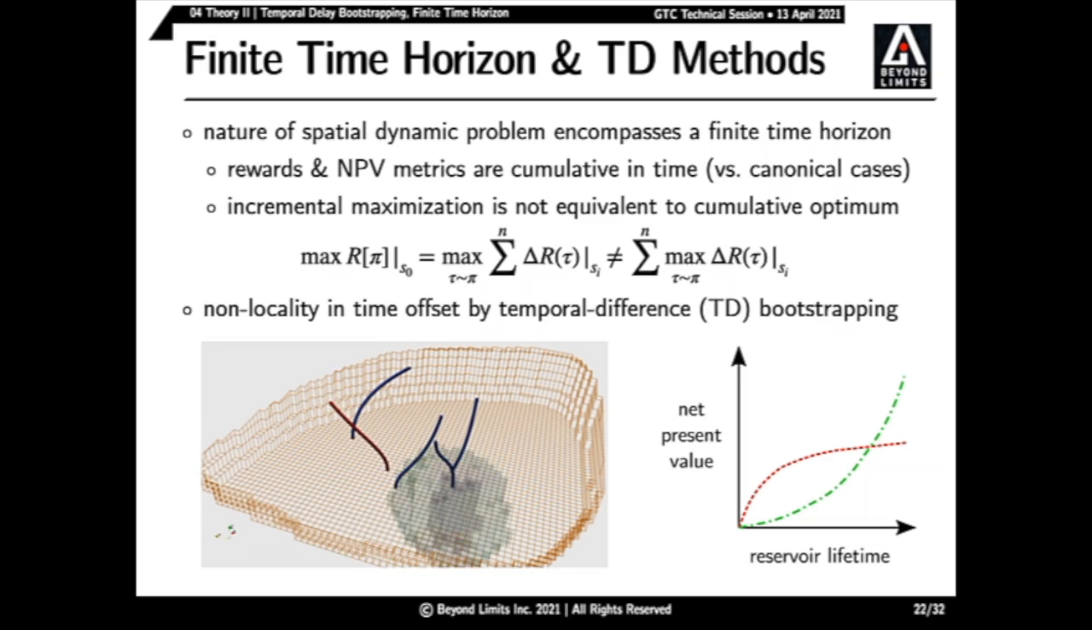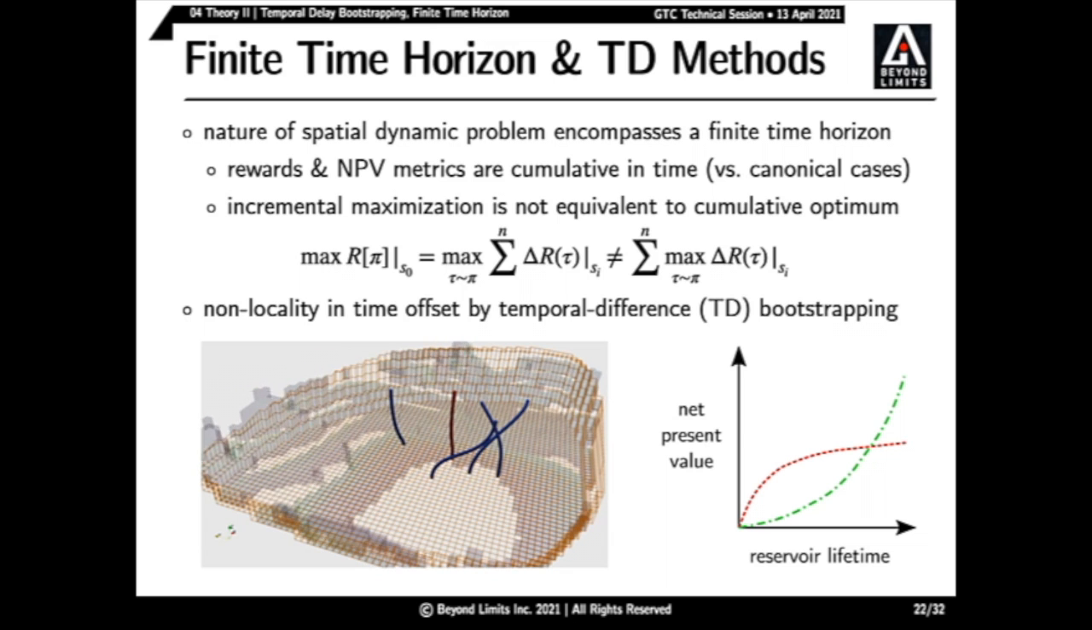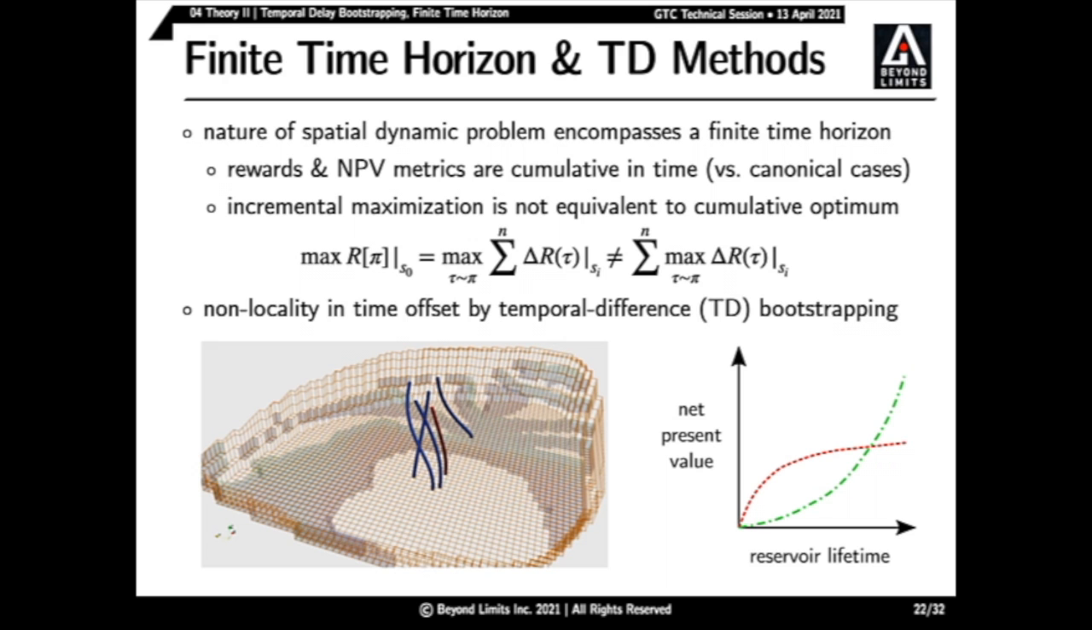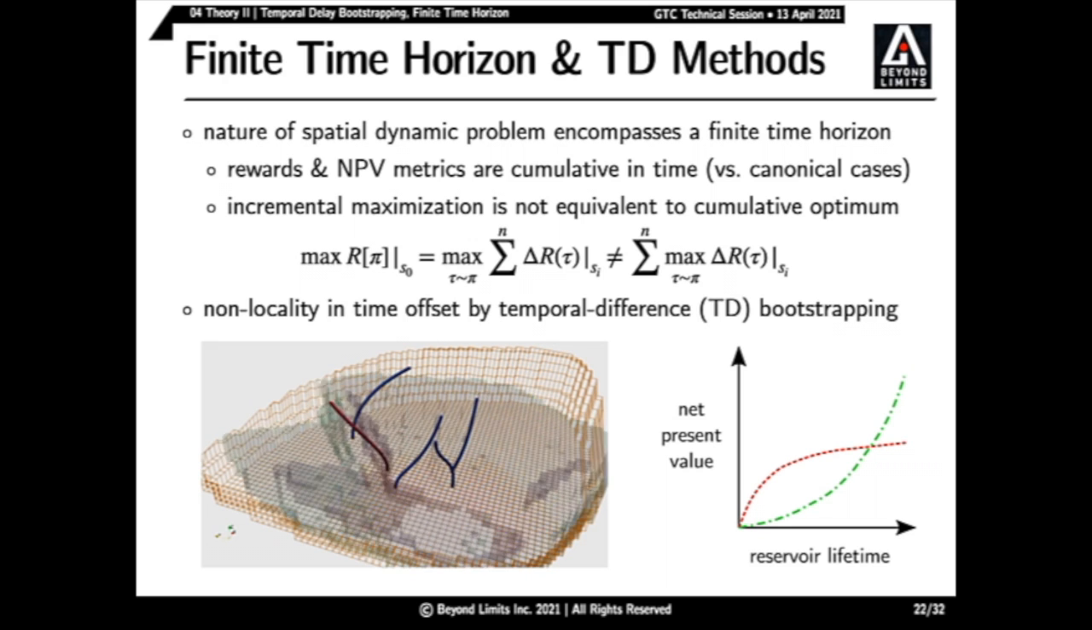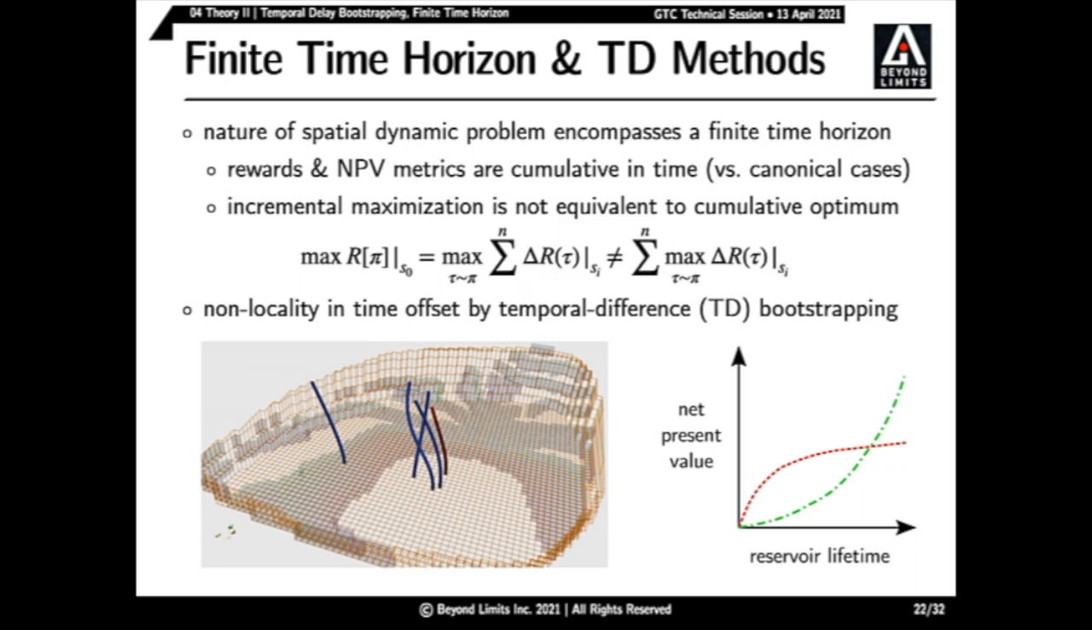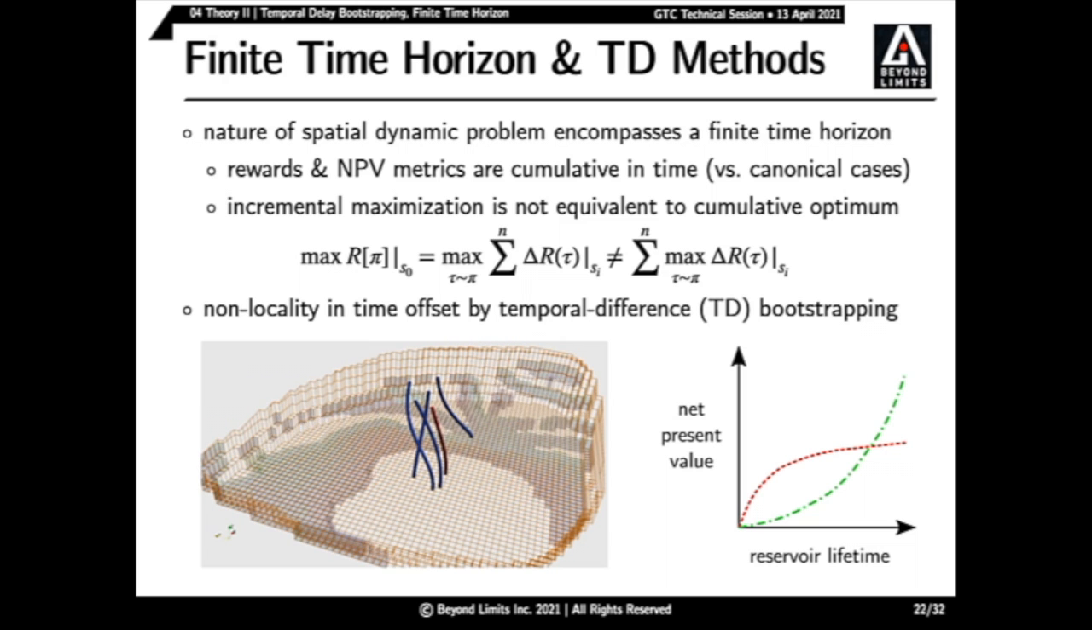We get around this through several means, one of which is to bias solutions through temporal delay with a gamma decay parameter that enables solutions such as the green line, which has a slower initial slope but then a higher overall NPV within the lifetime of the reservoir.